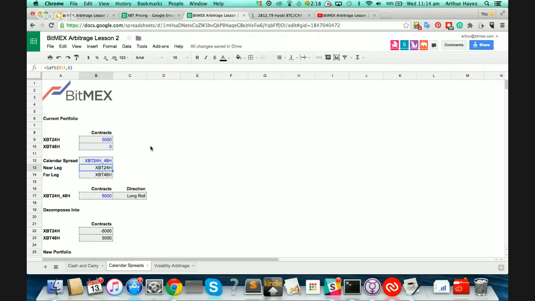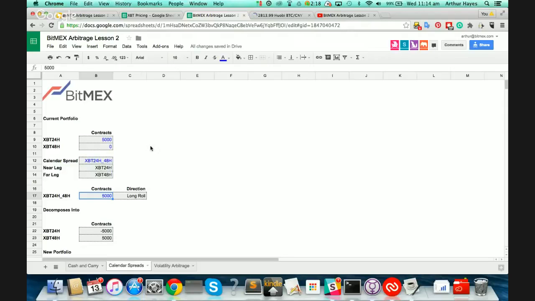So let's assume that you go onto the XP24H_48H calendar spread order book, and you want to buy 5,000 contracts of this calendar spread. Now, on our platform, we always refer to the far leg. So when I buy 5,000 contracts, I'm buying 5,000 contracts of XPT48H versus selling 5,000 contracts of XPT24H. And as you can see here, this is how this decomposes.